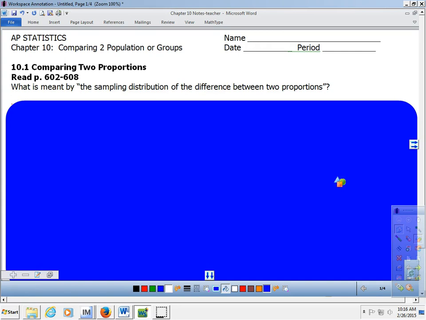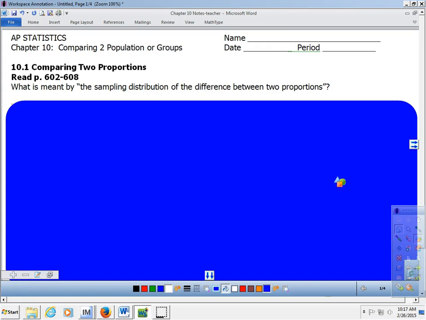Your book does a very good job of providing three Fathom dot plots, which are simulations. The first two are proportions from individual populations, the sampling distribution of a particular p-hat for two different groups. And then the third one shows you what happens when you combine those two sampling distributions.